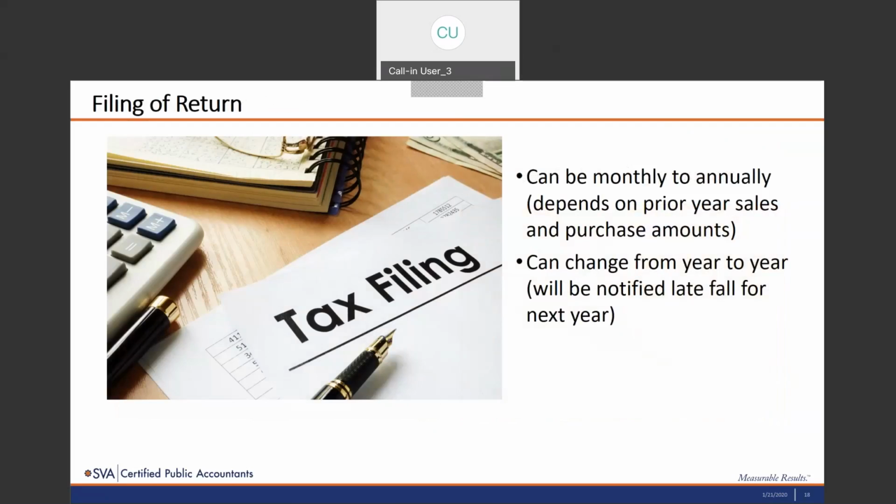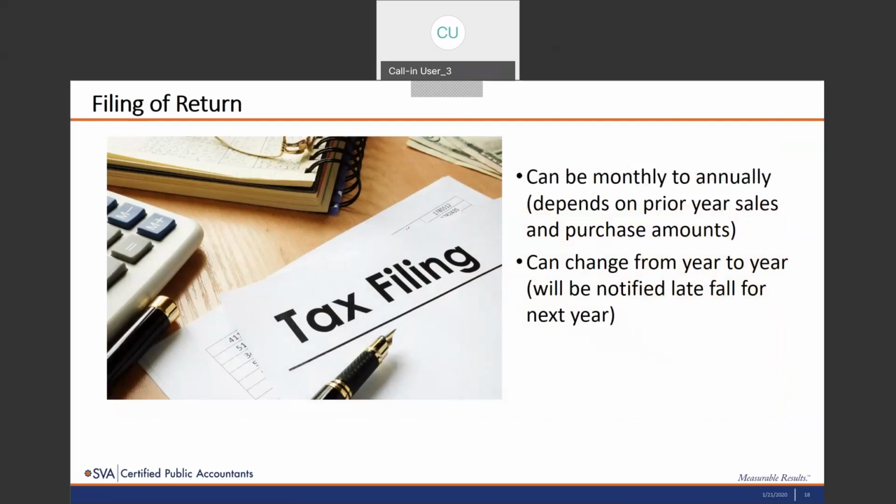In terms of actually filing a return, you can either be required to file on a monthly basis or an annual basis, and that really depends on how much you sold in the prior year, or how much you purchased that was subject to use tax in the prior year.